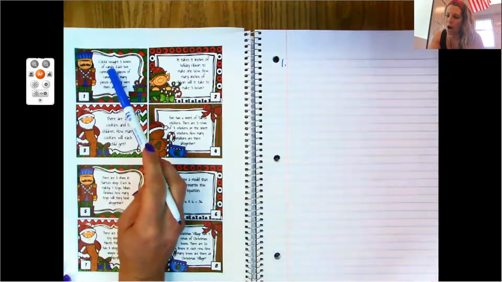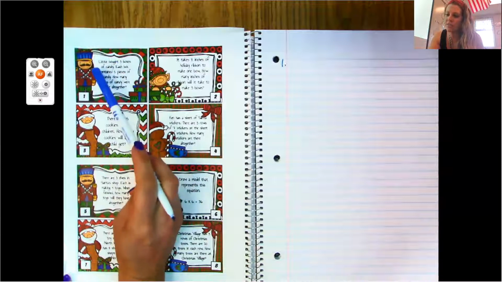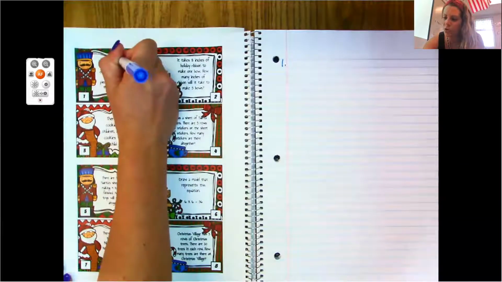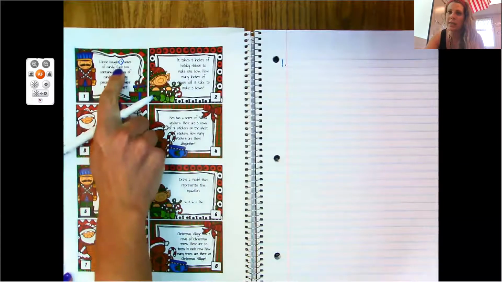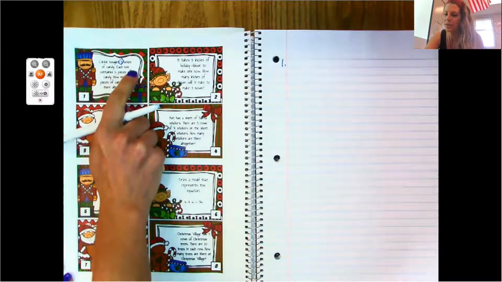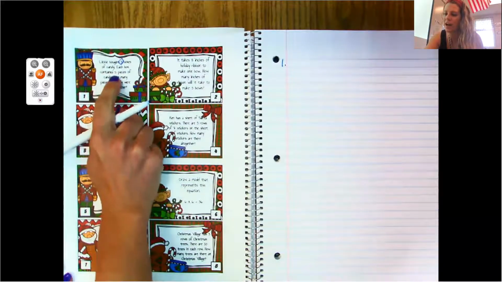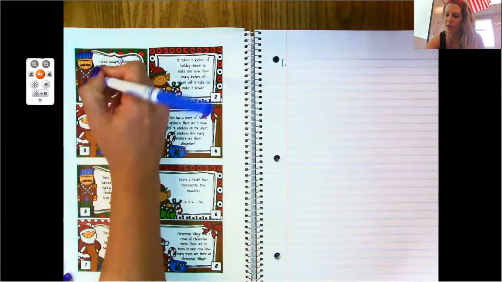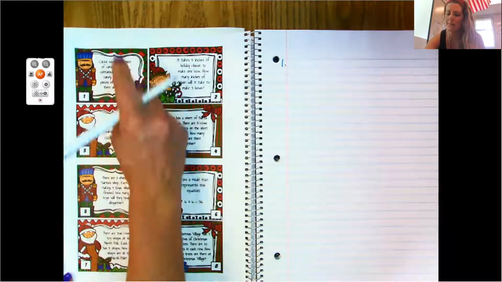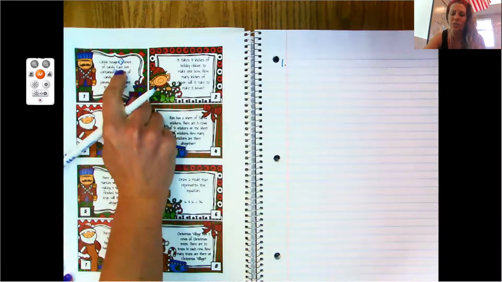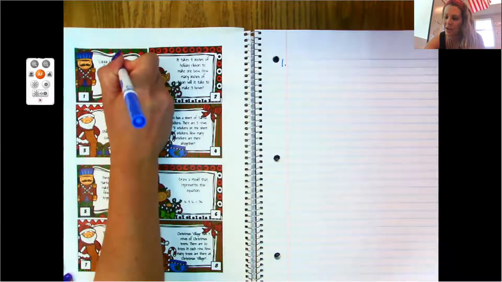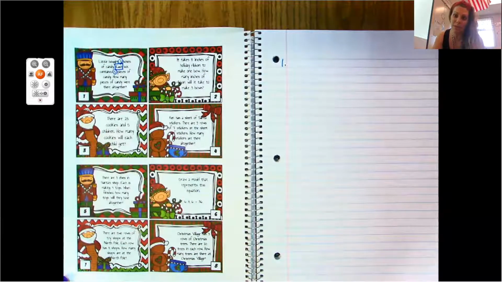Lizzie bought 3 boxes of candy. So we always want to circle our numbers. Each box contained 5 pieces. All right, here's another number, 5. But I also see the keyword each. Now, each can mean what? We put it on both sides. It can be multiplication or division. So let's keep reading.